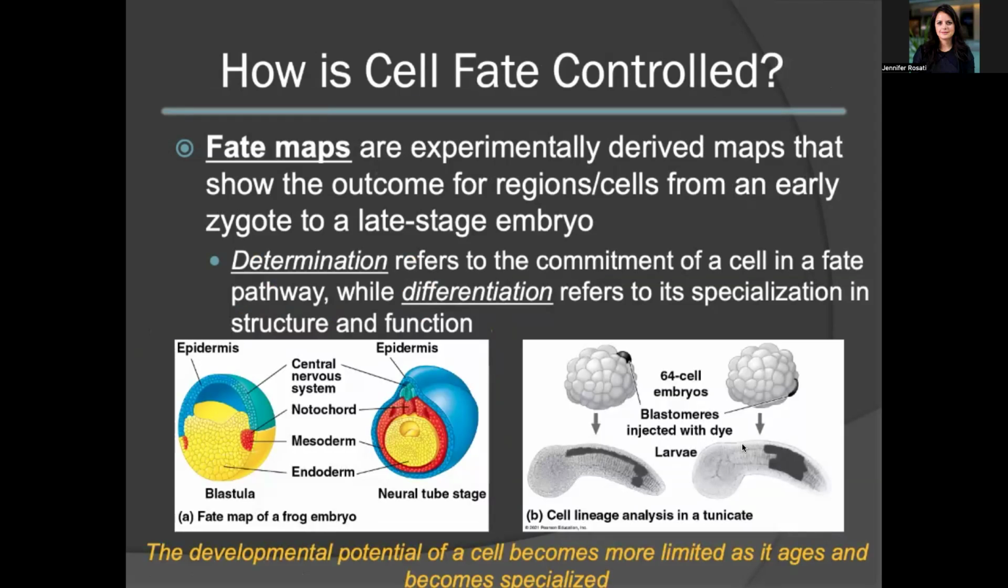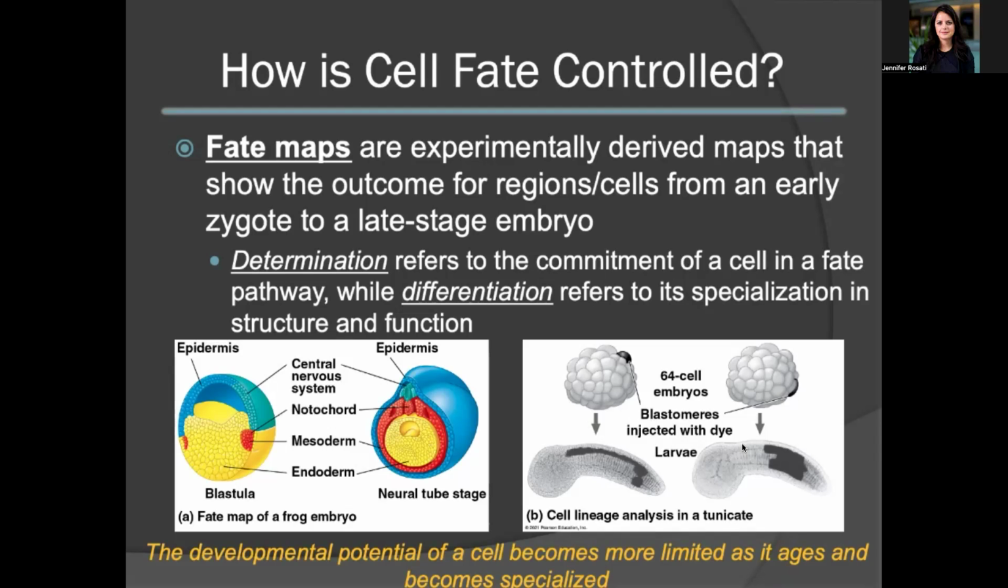It is important to understand how cell fate is controlled within this process of embryogenesis. Determination refers to the commitment of a cell in a particular fate pathway, while differentiation refers to its specialization in structure and function. Fate maps are important in depicting the outcome for certain regions or certain cells from an early zygote to a late-stage embryo. The developmental potential of a cell in general becomes more limited as it ages through the developmental process and as it becomes specialized or as it differentiates.